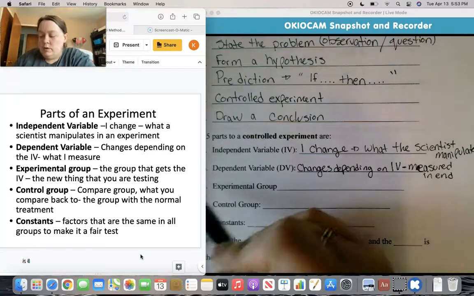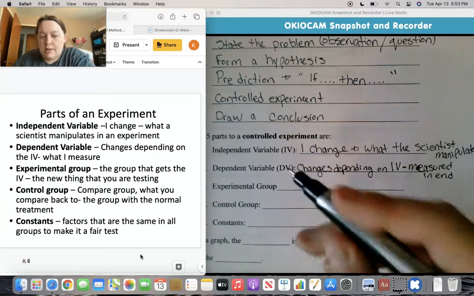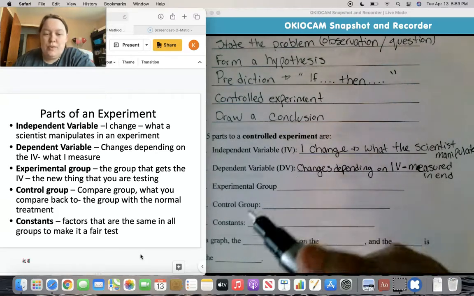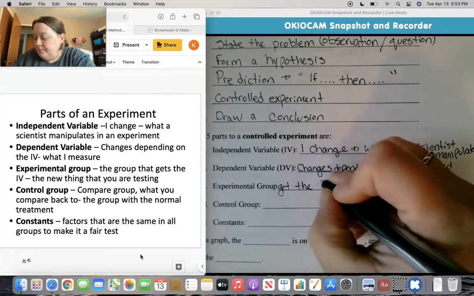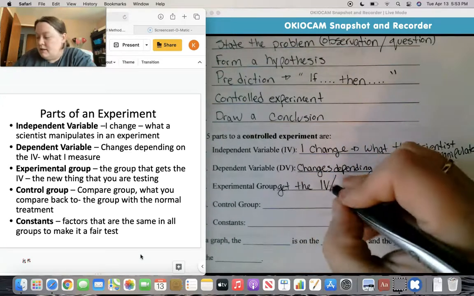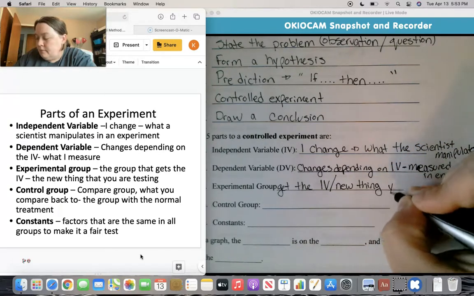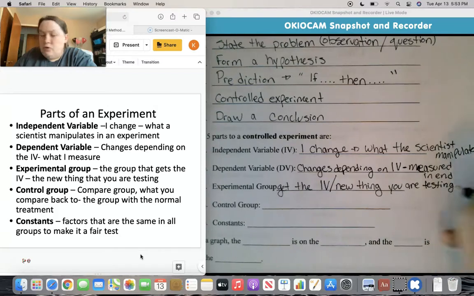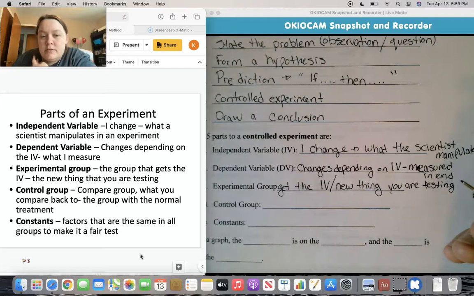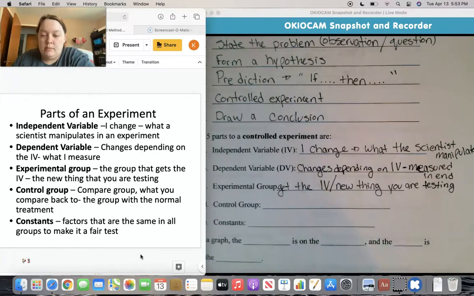And those groups are going to be put in 1 of 2 categories. They're either going to be experimental groups or control groups. Experimental groups get the new thing that you are testing. They get the IV. The IV is the new thing that you are testing. In my experiment, the new thing I'm testing is like blue light, green light, and red light. I don't know what happens to a plant in those different colors of light. That's not normal. So that's my experimental group. They get the new thing that I'm testing.